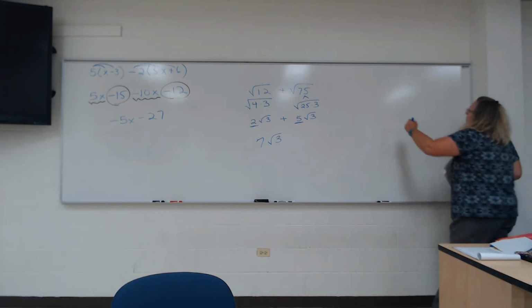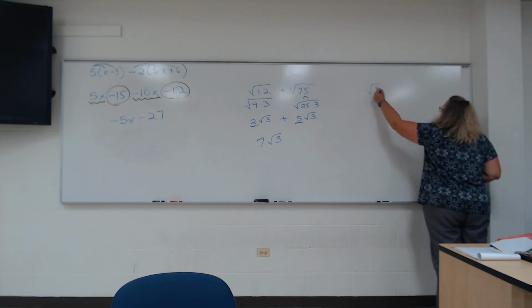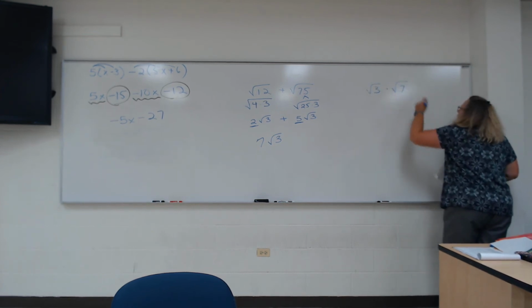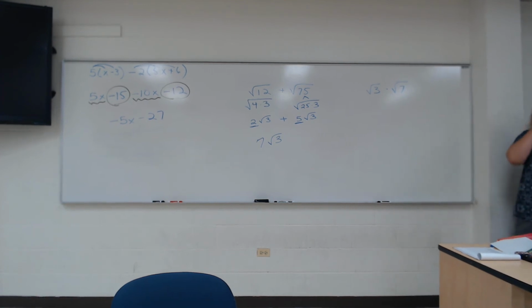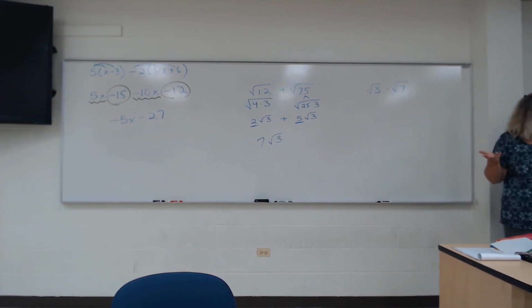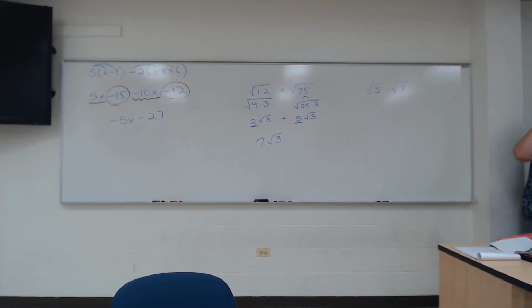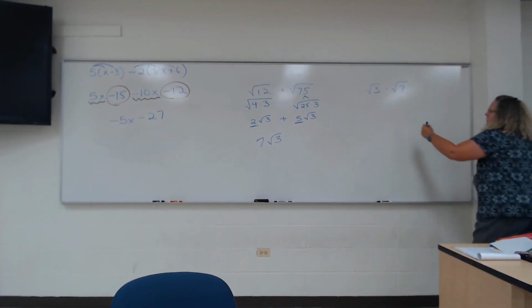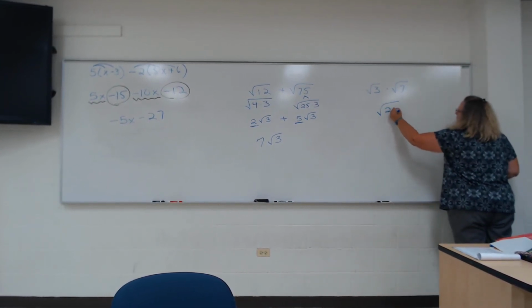How do we multiply? Let's just do an easy one. Let's do the square root of 3 times the square root of 7. How do we multiply those? Do they have to be the same? No, for multiplication, you just multiply the numbers underneath. So this would be the square root of 21.